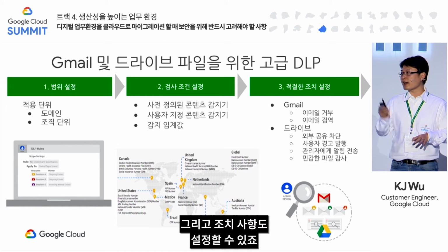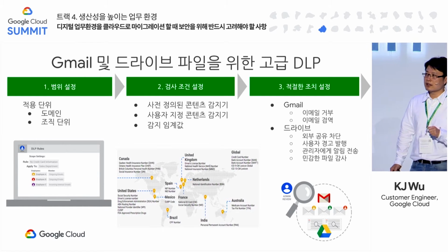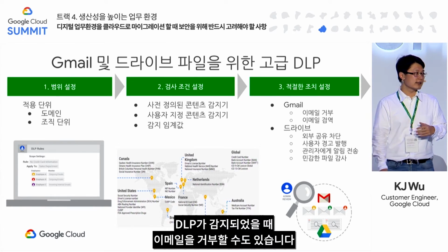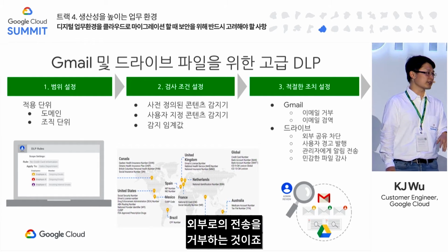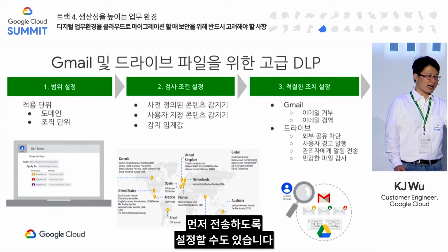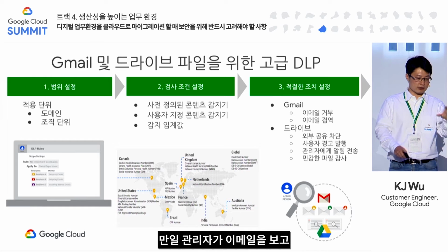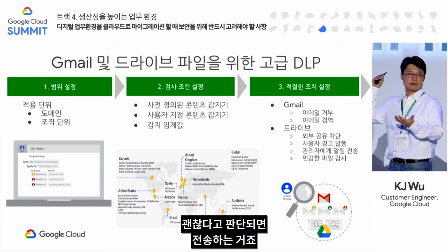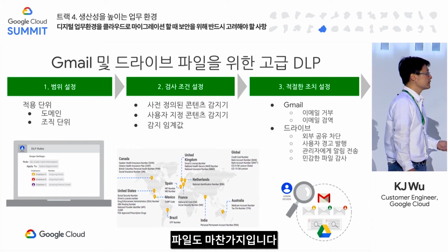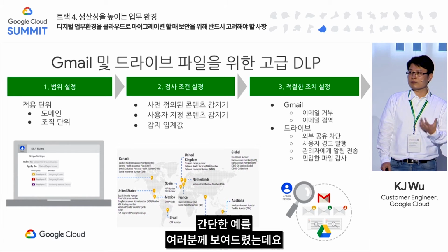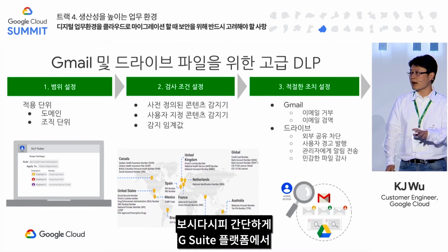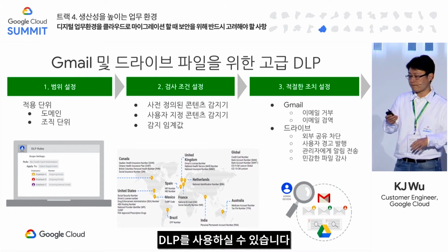And you can also define the actions. For example, in Gmail, you can just reject. If you detect DLP data inside, reject the email. Don't let it go out. Or you can let the email be sent to your administrator's email account first. The admin takes a look. If it's good, then let it go. Otherwise, still keep it inside. File sharing is the same thing. So this is a very simple example. It's very easy for you to enable DLP in your G Suite platform.